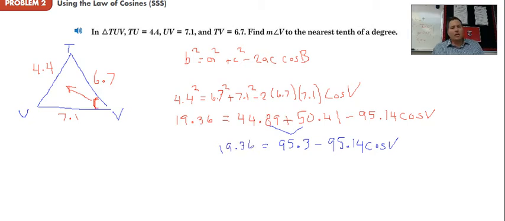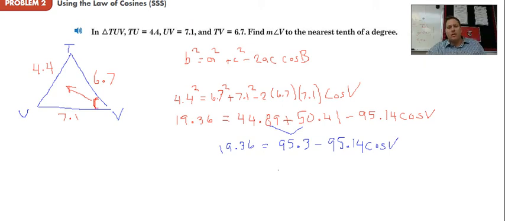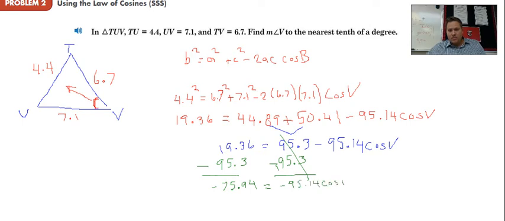Getting closer. I now need to get the 95.3 on the other side, so I am going to subtract 95.3 from both sides. That way I'm trying to get the cosine of V all by itself. 19.36 minus 95.3 equals negative 75.94, and this equals negative 95.14 times the cosine of V.